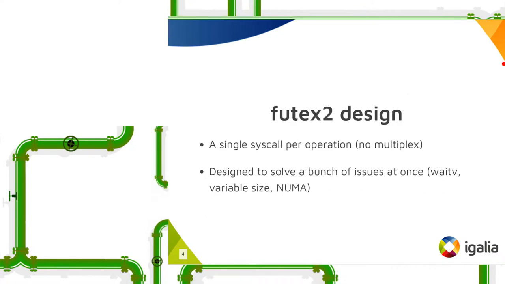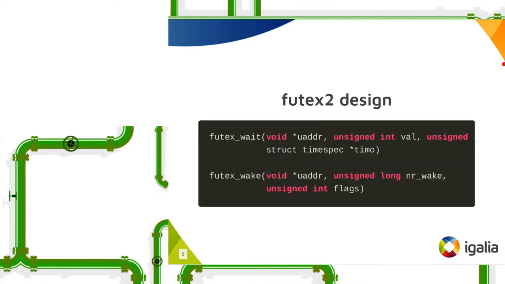And in this new futex2 design, we will have just one syscall per operation, no more multiplexing. This is designed to solve a bunch of issues like waiting for multiple futexes, variable size futexes, and the NUMA problem.